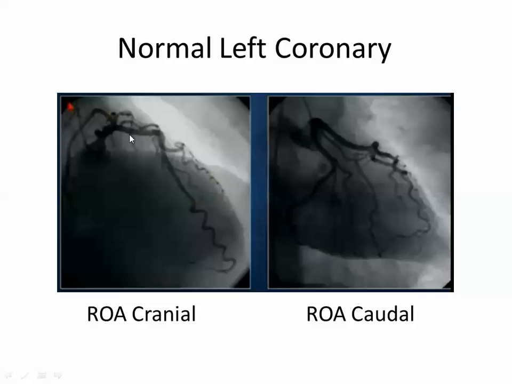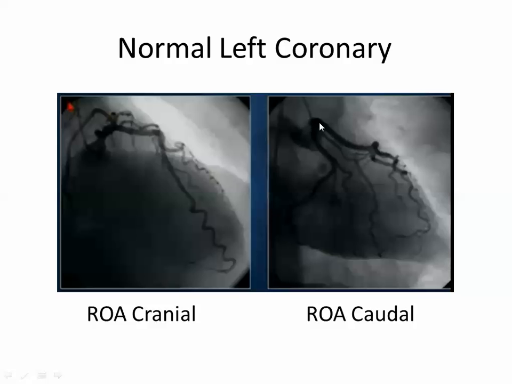Where is the circ? This is the circ. Is it dominant or not dominant? It's very thin. It's not dominant. Okay, this is the inferior. It's not giving the PDA.